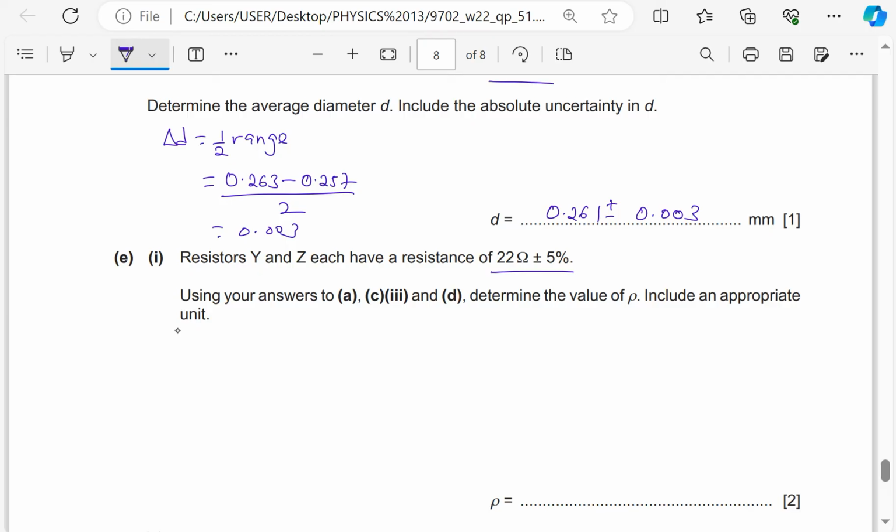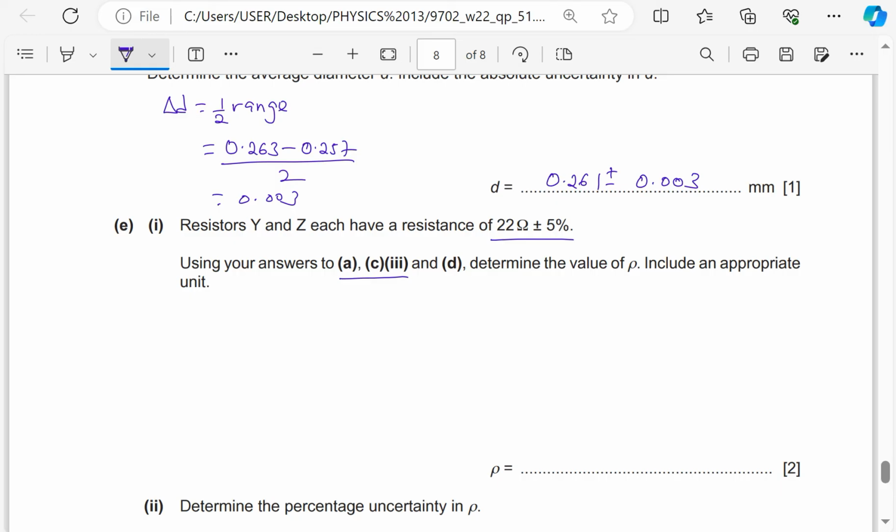Resistors Y and Z each have a resistance of 22 ohms plus or minus 5%. Use your answer to A, C, Roman 3, and D. Determine the value of rho, include an appropriate unit. Of course, remember rho was, I mean, it was resistivity. So even without calculation, without finding the units, you can predict that it could be ohm meters, but it will depend.